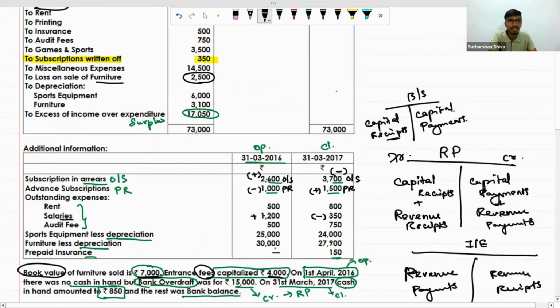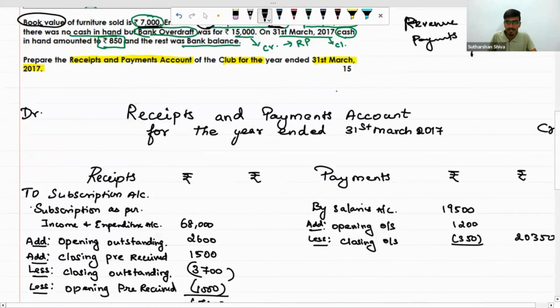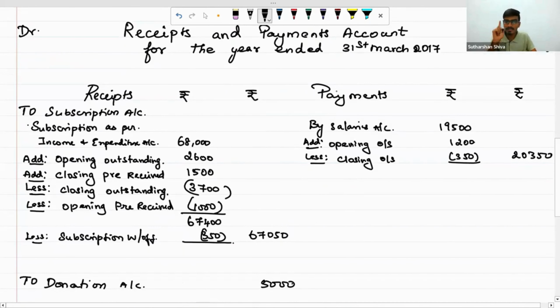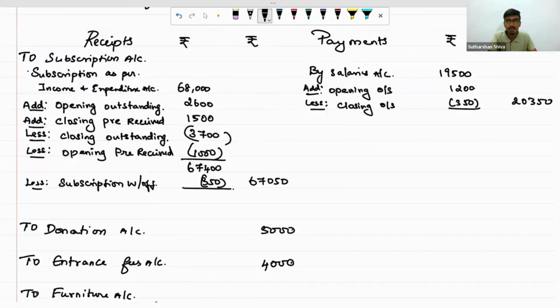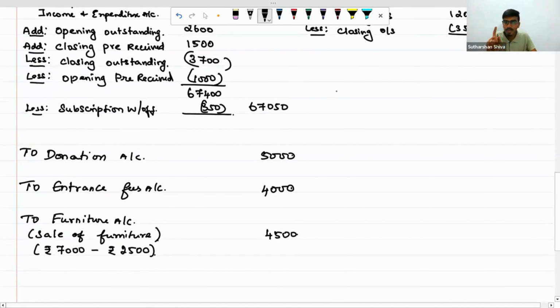Then the rent value they have given. Each salaries adjustment will have 1 mark. Subscription will have minimum 2 marks or 3 marks. Furniture, for that it is 1 mark. Entrance fees posting, half a mark. Donation posting, half a mark. That's how the examiner will bifurcate the entire 14 or 15 marks.